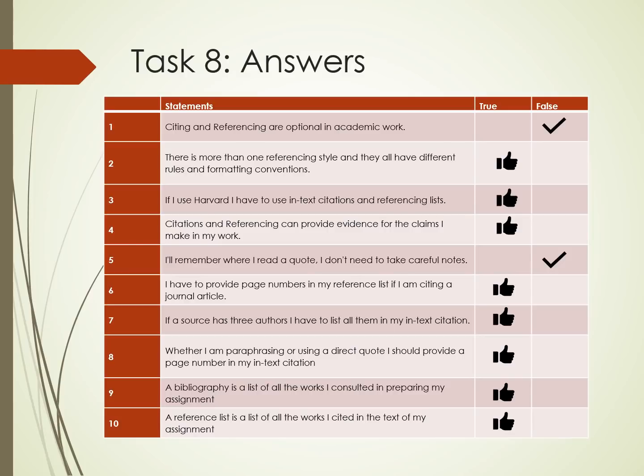Whether I'm paraphrasing or using a direct quote, I should provide a page number in my in-text citation. This is true. Number 9. A bibliography is a list of all the works I consulted in preparing my assignment. This is true. And number 10, a reference list is a list of all the works I cited in my text, which is also true.